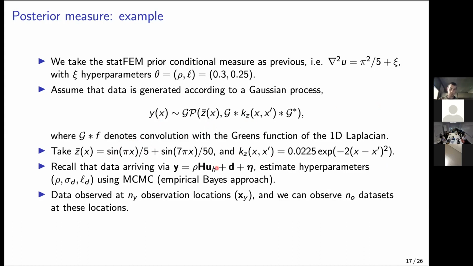And recall that we've got data arriving by this process here. And as a starter, we want to estimate the hyperparameters, rho, sigma d, and ld, using MCMC, and combine these with the data to give our posterior conditioned on these empirical estimates of rho, sigma, and l. And note that this is an empirical Bayes approach. And finally, we've got NY observation locations, and we're going to observe NO data sets at these locations.